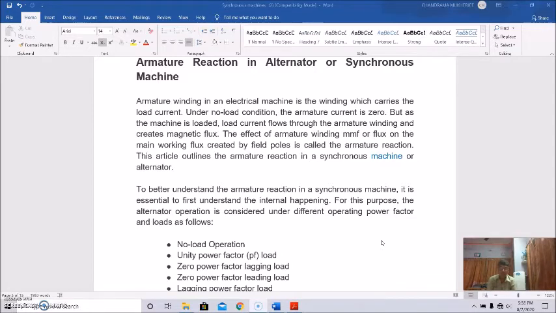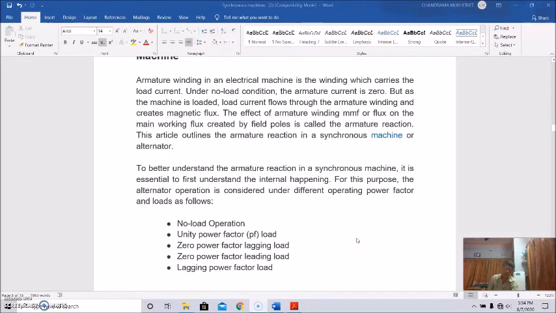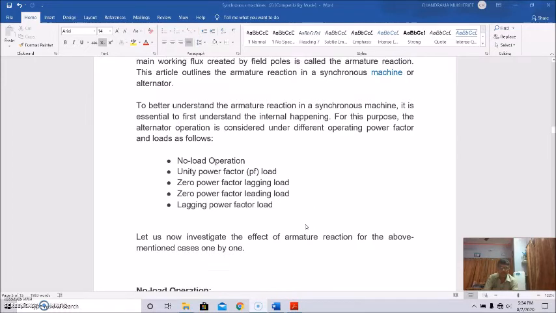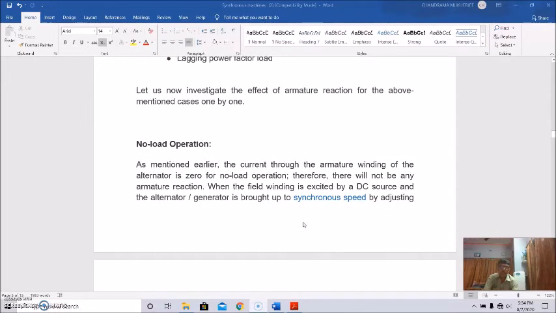When the armature is not loaded, then unity power factor load, that is, the very nature of the load is resistive; zero power factor lagging load; and zero power factor leading load. More generally, the load we find in case of a synchronous generator is the lagging power factor load. So let us start our discussion with no load conditions and their effect on armature reaction.